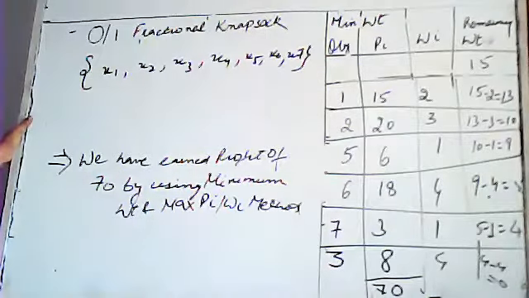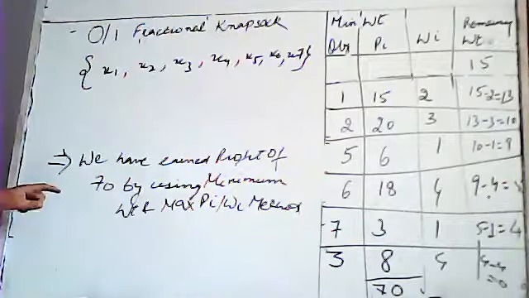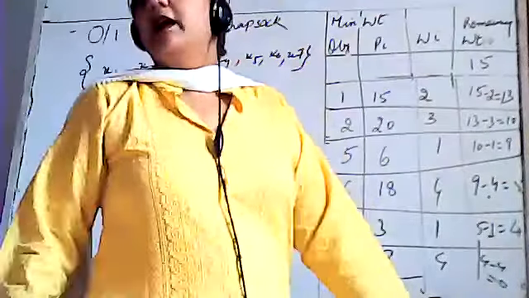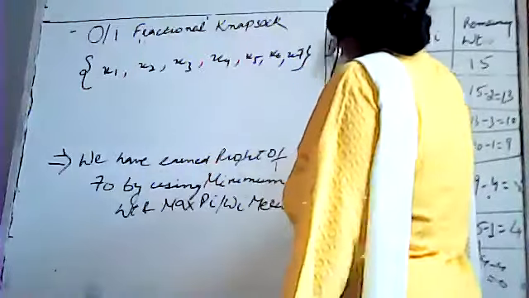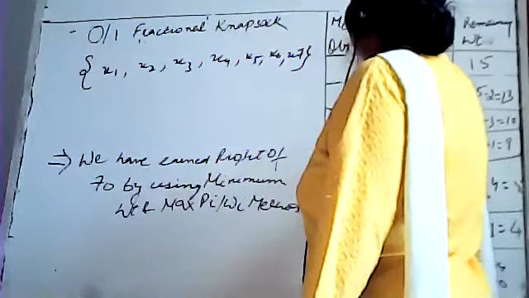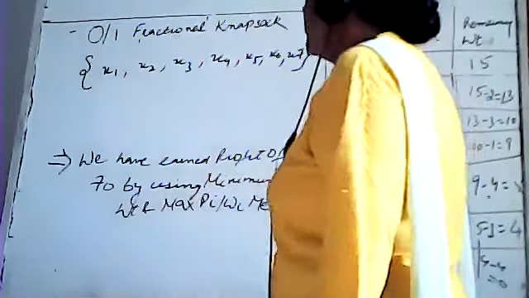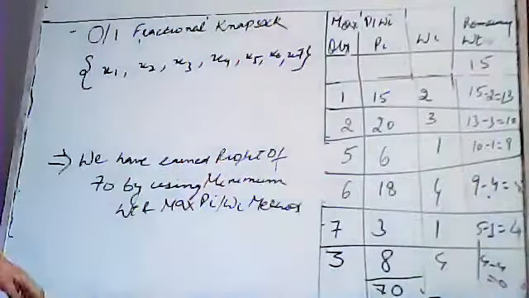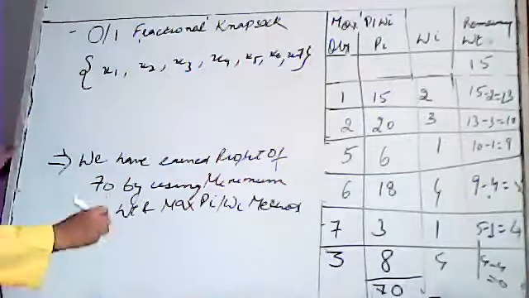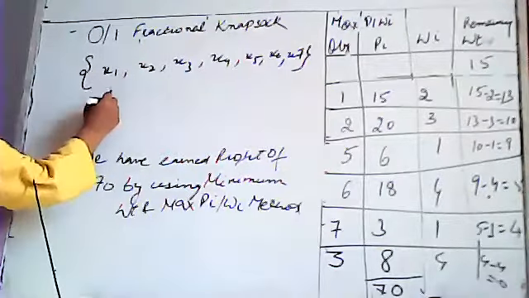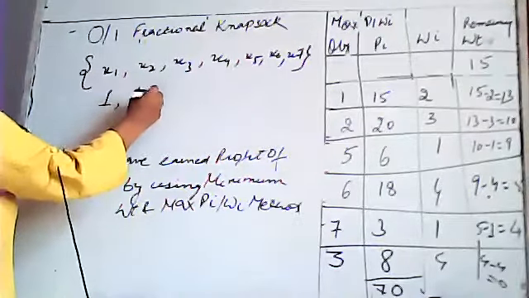We got the same profit, right? In the previous case and in this case, we earned the same profit. That is, in minimum weight and maximum Pi by Wi, we got a profit of 70. Now, what are the things which are to be picked? We took X1, yes or no? Put 1. We took X2, yes, put 1.